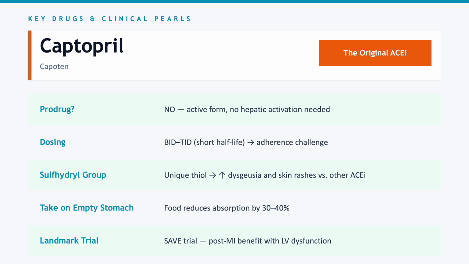What makes Captopril unique is its sulfhydryl group. This is responsible for its unique side effect of dysgeusia or metallic taste. The sulfhydryl group chelates zinc, which is thought to alter taste perception. Captopril is also the ACE inhibitor best studied for diabetic nephropathy and type 1 diabetes, and it was used in the landmark SAVE trial, which demonstrated mortality benefit after MI in patients with left ventricular dysfunction. Clinical Pearl. Captopril should be taken on an empty stomach because food reduces its absorption by 30 to 40%.